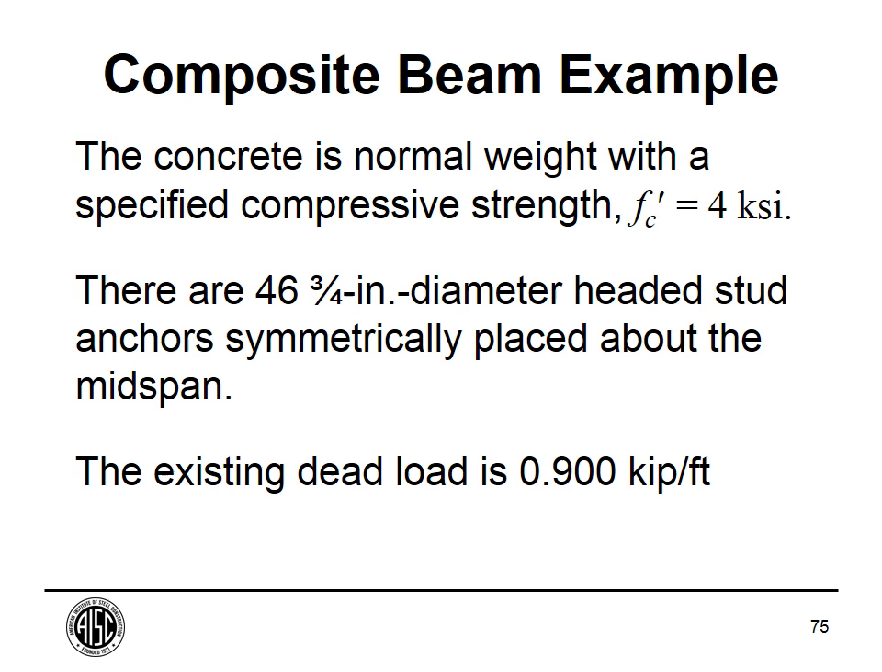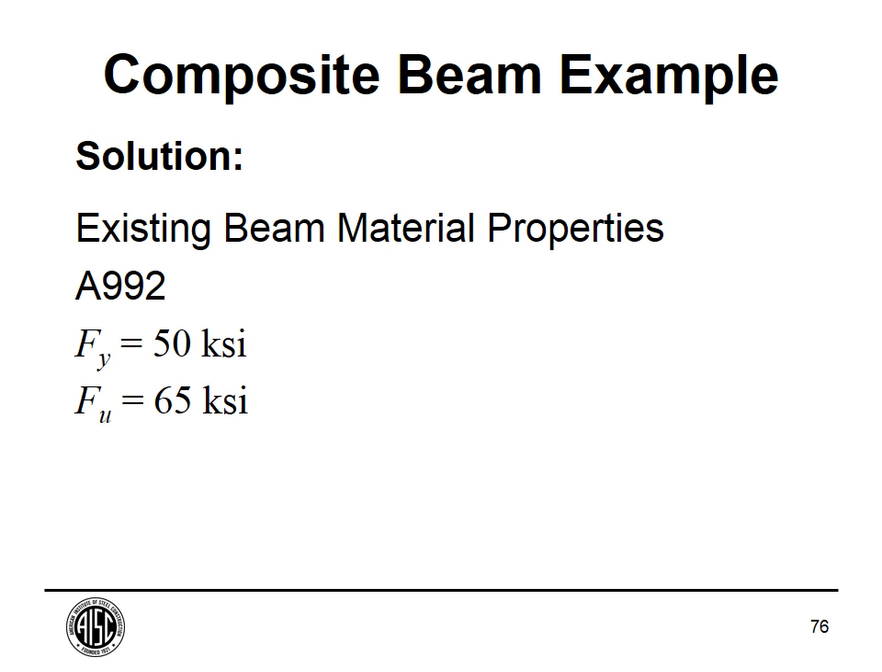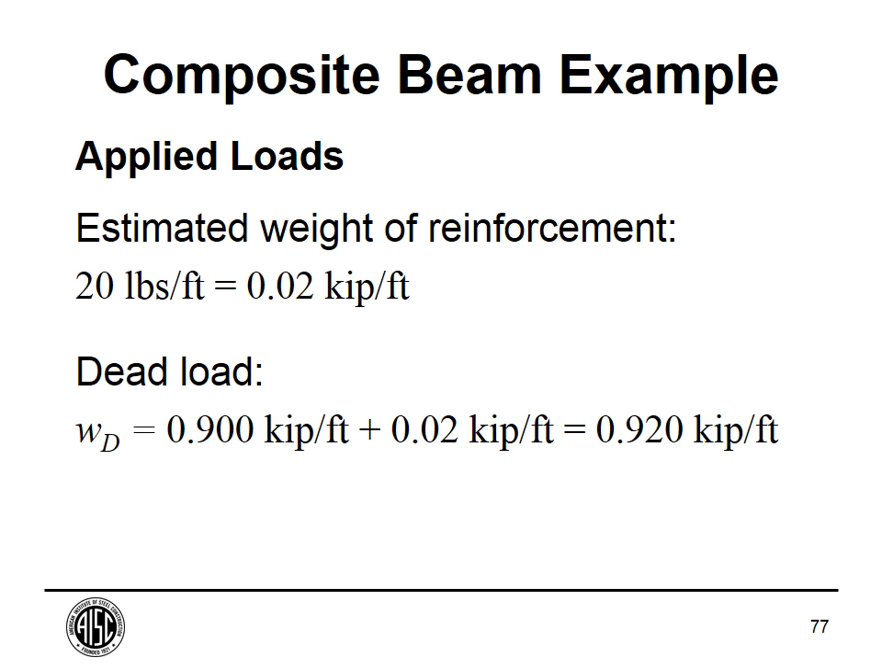So we're dealing with concrete strength, F prime sub C of 4,000 psi. And straight out of the example again, I've taken the dead load of 0.9 kips per foot. That accounts for the decking, self-weight of the beam and the concrete. So we'll end up with 50 KSI steel, and I'll go through this really quick. I've just added an estimated weight of 20 pounds per foot.